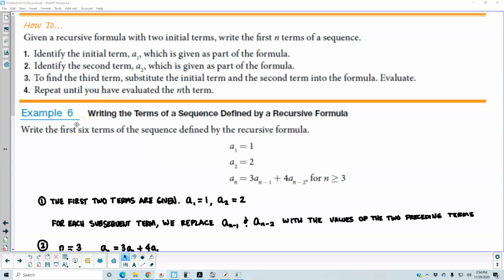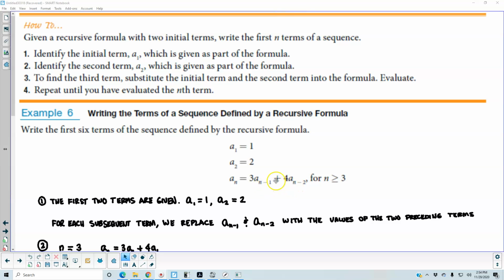So for example 6, writing the terms of a sequence defined by a recursive formula. Write the first 6 terms of the sequence defined by the recursive formula. So if we take a look here, the first term is equal to 1. The second term is equal to 2. And now the nth term is equal to 3 times the second term plus 4 times the first term for when n is greater than or equal to 3.